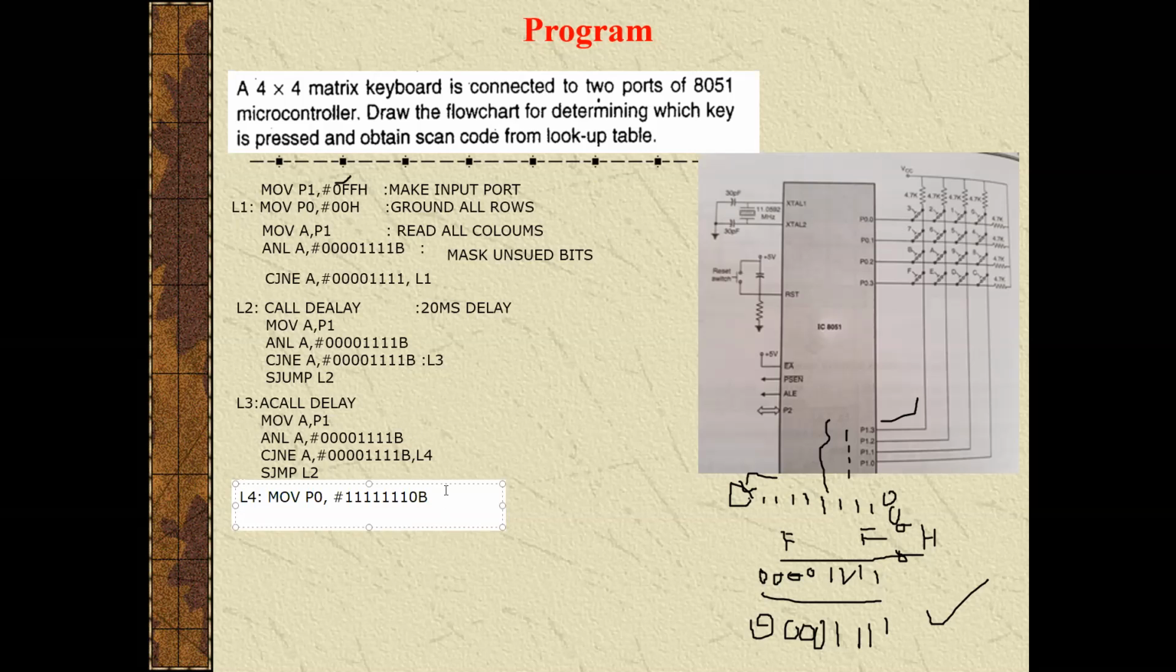Writing this instruction, I then load that information into the accumulator. So I am loading port 0 with this, and I am loading the status of port 1 into the accumulator. Then I perform the ANL operation, ANL A, #00001111B.